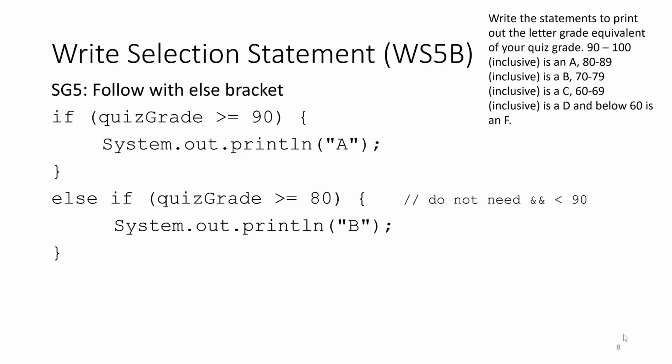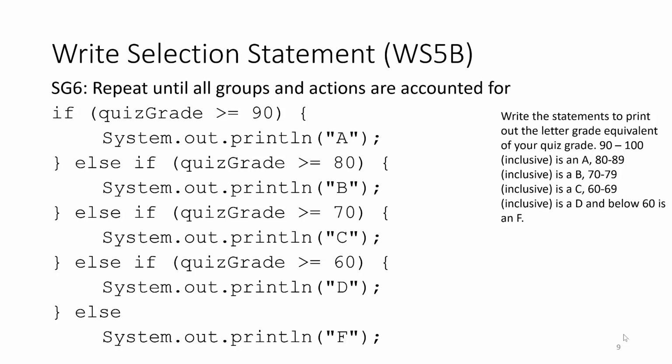Here we do not need to add the condition and quiz grade is less than 90, because in this case we would have already gotten all of the values that were 90 or greater in the first Boolean condition. Sub-goal 6 says to repeat until all the groups and actions are accounted for. Therefore, we'll need 1 for if the quiz grade is greater than or equal to 70, another for if the quiz grade is greater than or equal to 60, and then we have our final else, which is to print if anything is below a 60, then it would print an F.